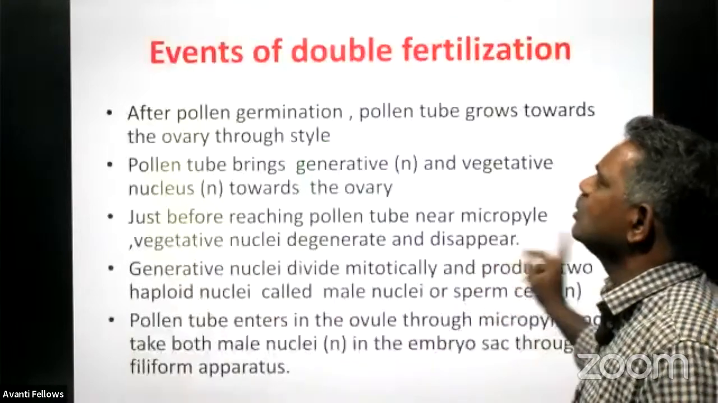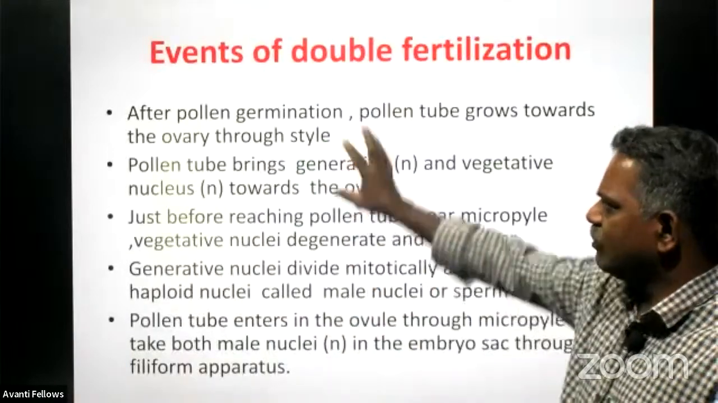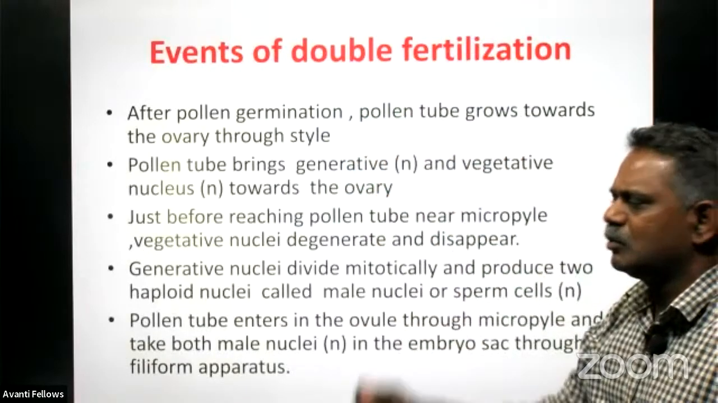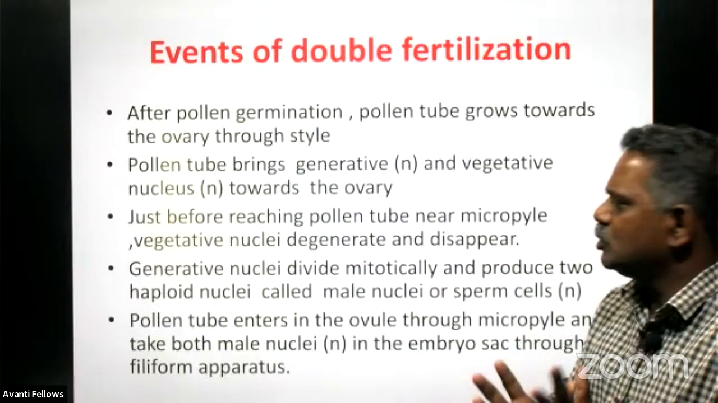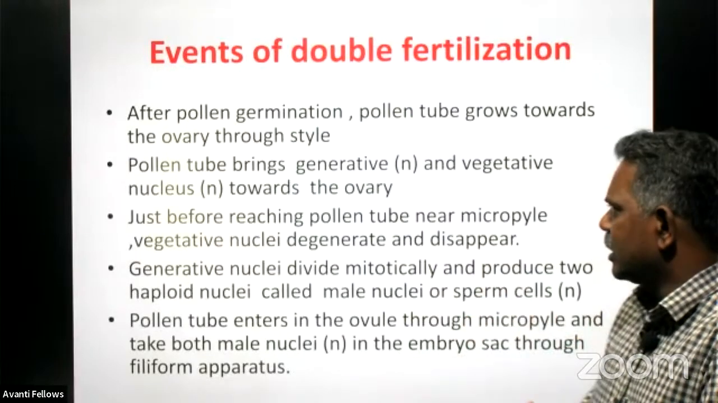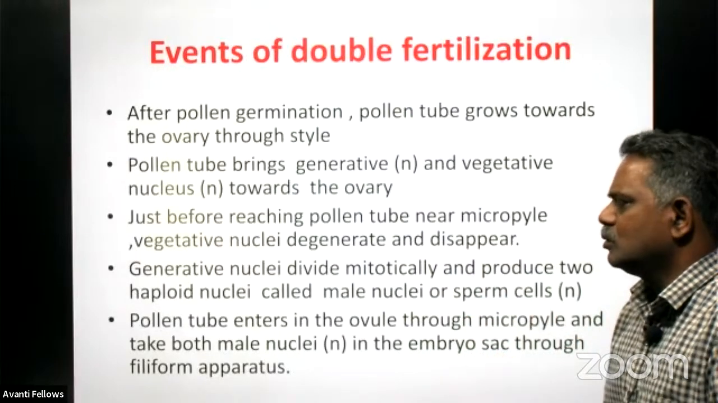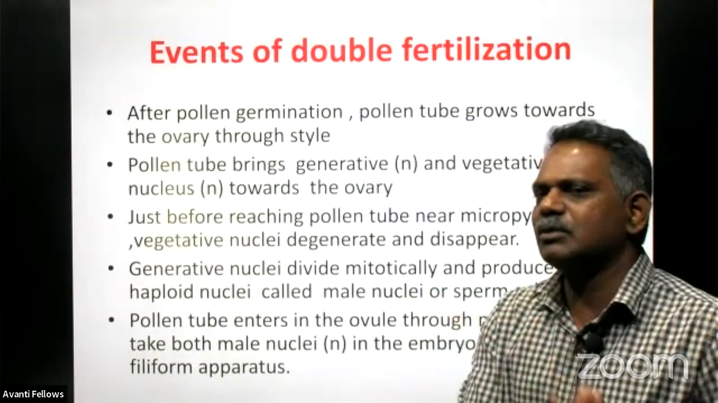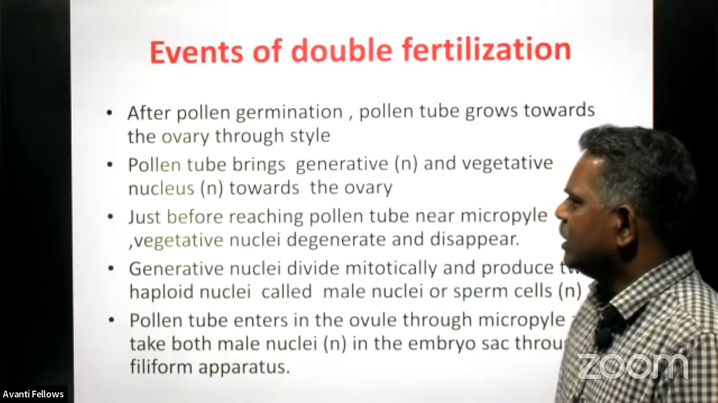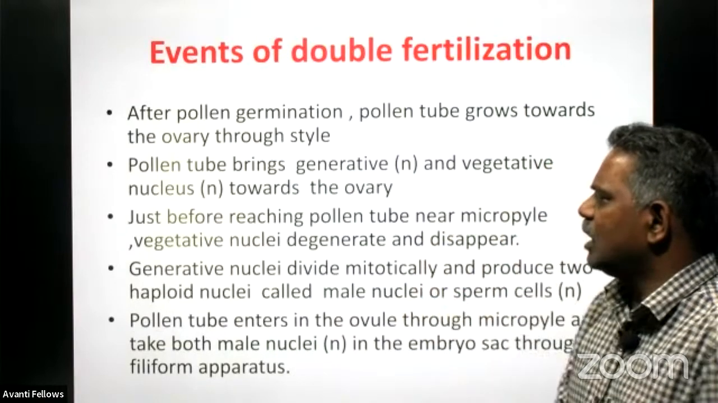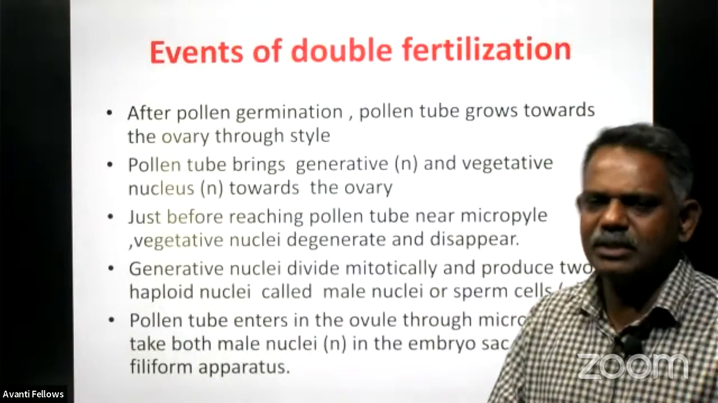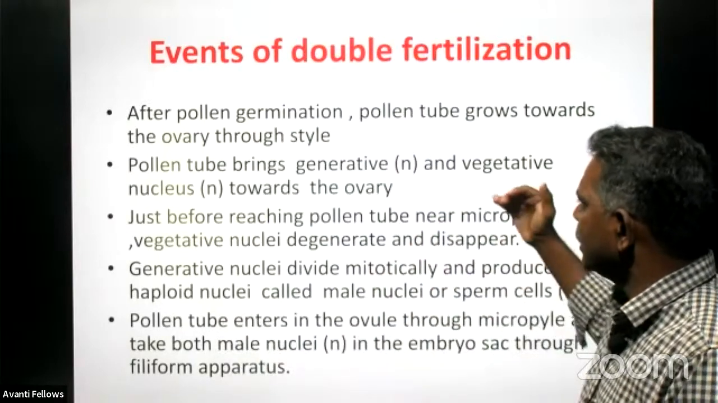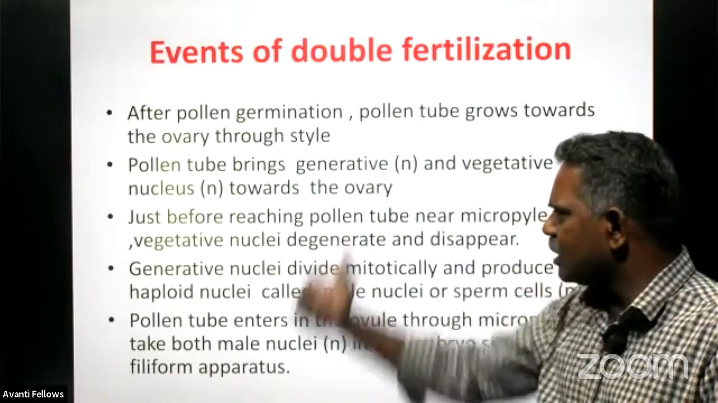So this is the process of pollen tube formation. After pollen germination, pollen tubes grow towards the ovary through the style, and the pollen tube brings both generative and vegetative nuclei towards the ovary. There are two nuclei present in the male reproductive gamete, the pollen grain: one is the vegetative and another one is the generative nucleus. Through the pollen grain, these two nuclei are taken to the ovary for fertilization.